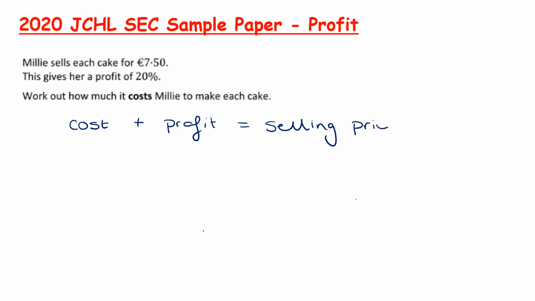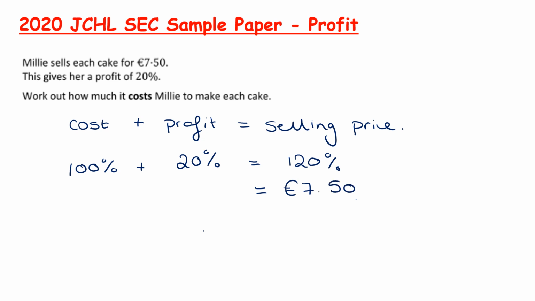So we have limited information. We know the profit is 20%. We know the cost is 100%. When we add those together, the selling price is then going to be worth 120%. So that €7.50 is actually 120%. Now, a common error will be to find 20% and take it away, but actually the 20% was of the cost price, not the selling price. And the cost price is lower, so we won't get the right answer. So what we do instead is we work with the idea that 120% is equal to €7.50.